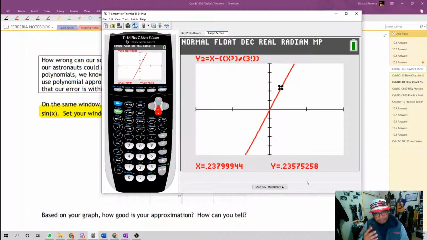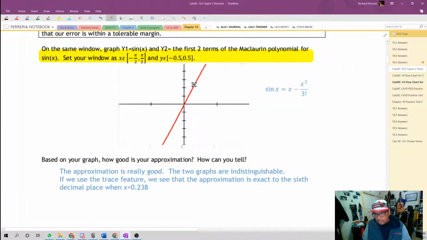And that is the 1, 2, 3, 4, 5, 6th decimal place. So if we're looking at values of x that are really close to 0, it looks like we get a really accurate approximation, all the way to 6 decimal places, actually. So just to summarize, the approximation is really good. The two graphs are indistinguishable in this window. If we use the trace feature, we can see that the approximation is exact to the 6th decimal place when I look at x equals 0.238.